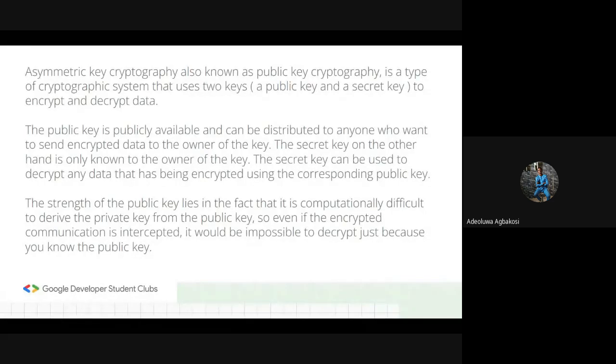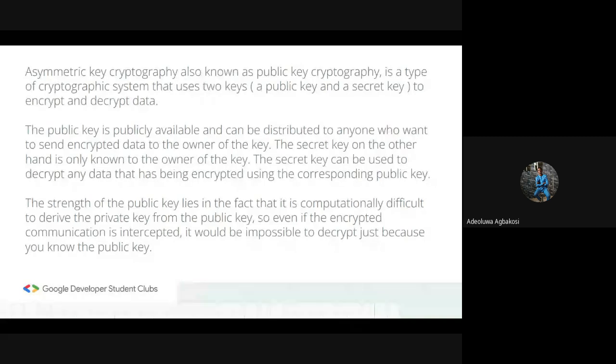The public key is publicly available and distributed to anyone who wants to send encrypted data to the owner of the key. The secret key, on the other hand, is only known to the owner of the key. And the secret key can be used to decrypt any data that has been encrypted using the corresponding public key.